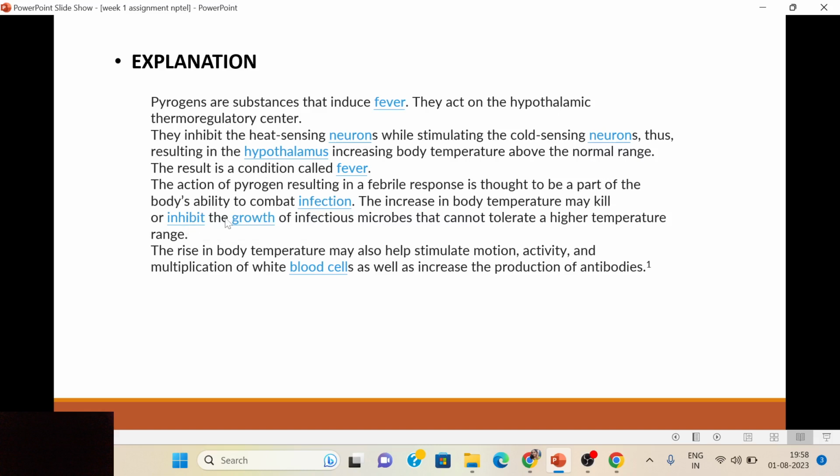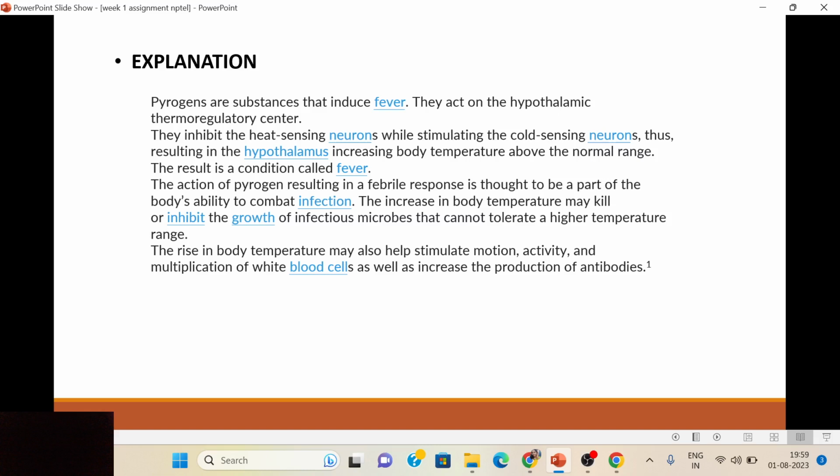So the action of pyrogen resulting in a febrile response is thought to be our body's ability to combat infection. The action of pyrogen starts when our body is combating infection. It is fighting the infection, and as a result it increases body temperature to inhibit the growth of infectious microbes that cannot tolerate a high temperature range.